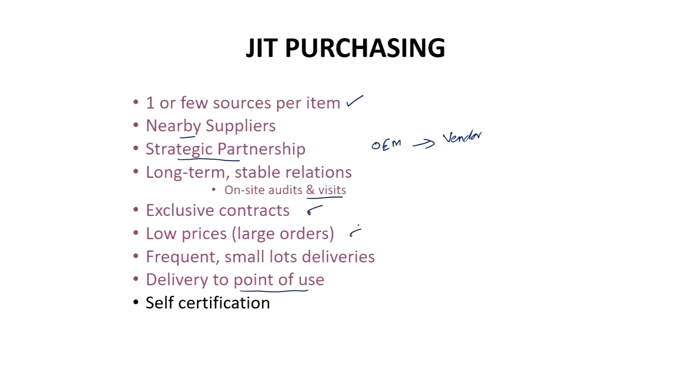Prices are low because you are placing the order in large quantity. On 1st of January, you are placing the order for the complete year, and then you are asking for frequent and small deliveries. One order is placed for every year, and a schedule is given: a 1 month schedule, which is tentative, then a 1 week schedule, which is slightly more robust, and then weekly and daily schedules are also given to the vendor. Then delivery is at the point of use and self certification is done by the vendor. So, this is how JIT purchasing helps in reducing the inventory of bought out components and parts.